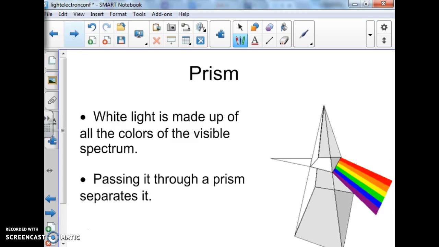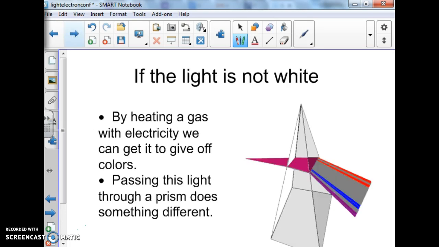We're going to look at a prism. Hopefully you've looked through a prism before and you saw light broken down into a rainbow. White light is made up of all the colors of the visible spectrum, the ROY G. BIV colors. We pass it through the prism, it separates out. We can use that concept to talk about things that are not white light. Something like hydrogen or helium or neon that has been charged with electricity, so its electrons are moving around, and this particular light comes in like a maroon color and separates that way.